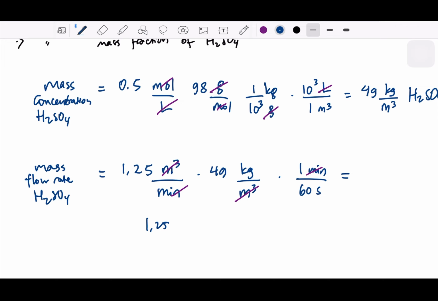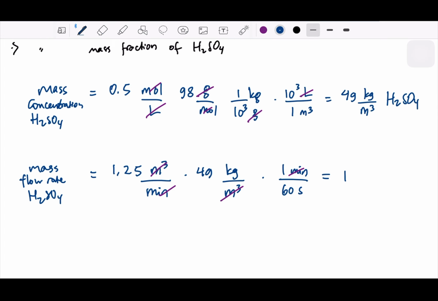1.25 divided by 6 is around 0.2, and 0.2 divided by around 2 should be 1, right? Should be 1 something. Yeah, should be 1, because 49 is half of 98, which is nearby 100. So if you take 100 times 1.25, it's around 125 divided by 60, which is around 2, but it's twice, so it should be 1 or 1 something. But I think it's 1, right?